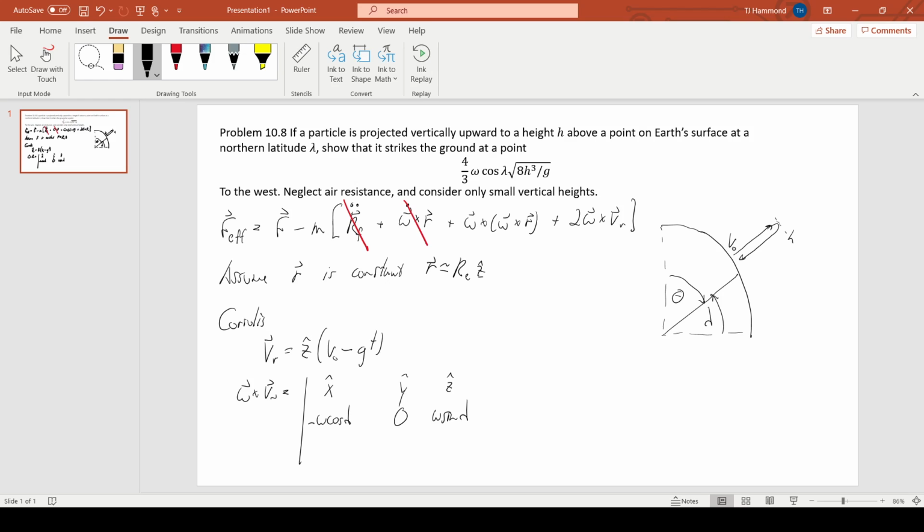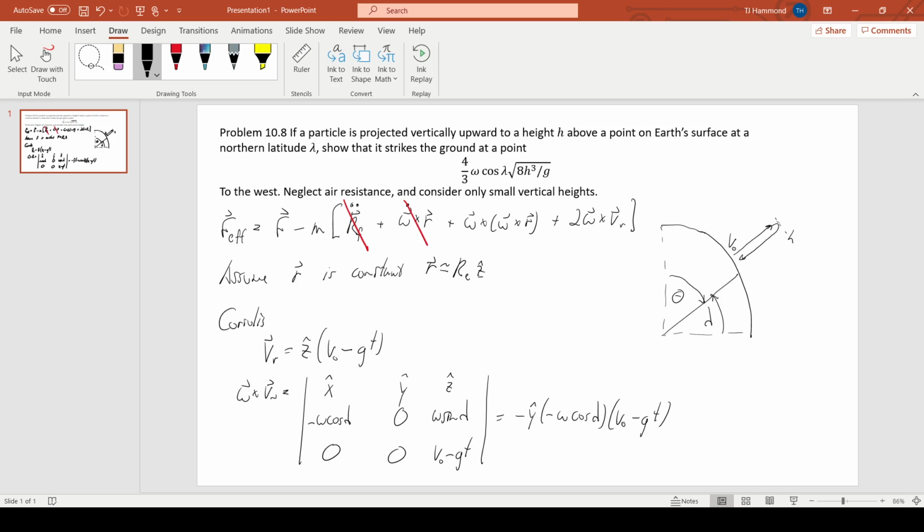And then we're firing this up in the z direction, and so that means that this velocity doesn't have an x component, doesn't have a y component, but the velocity has a z component. So to calculate this cross product, we use this determinant, and what we get is negative y hat times negative omega cos lambda times v naught minus g t. Okay.